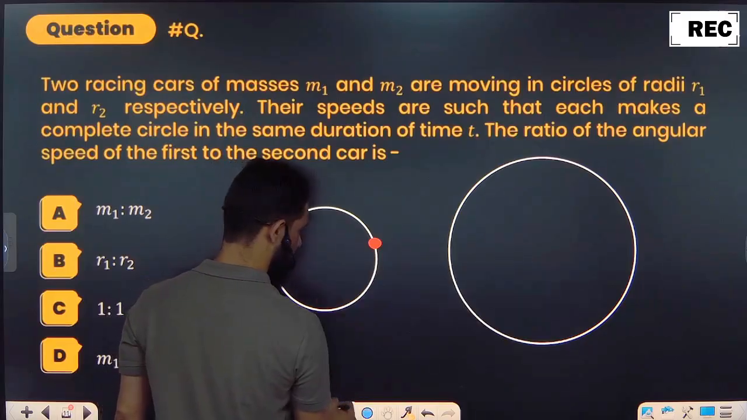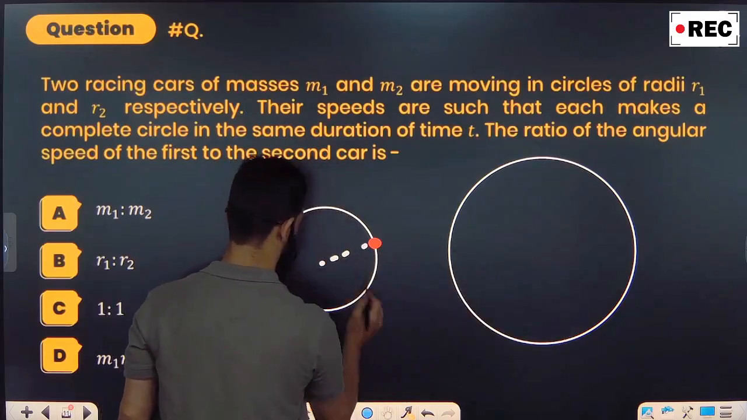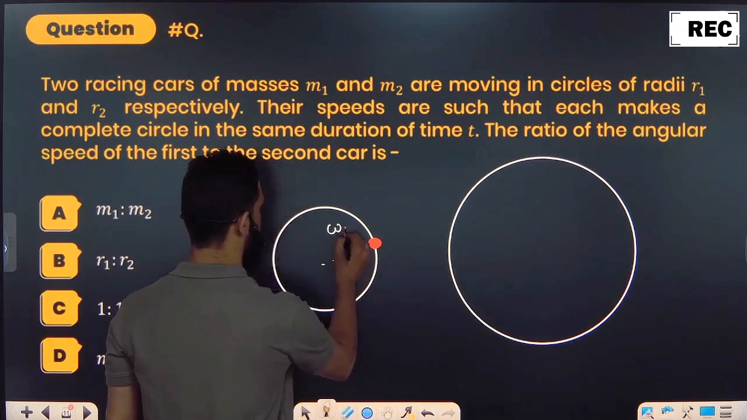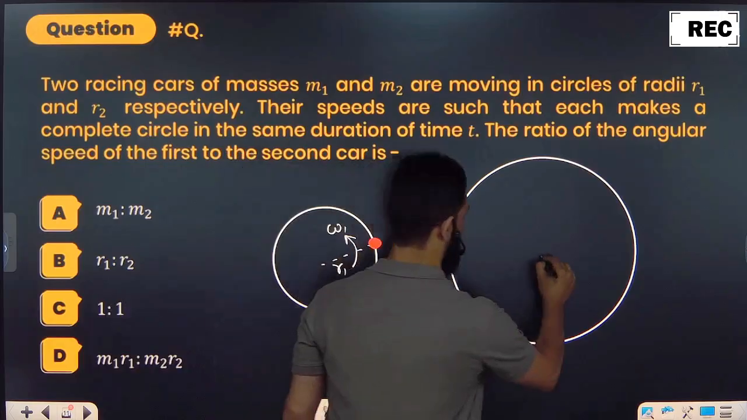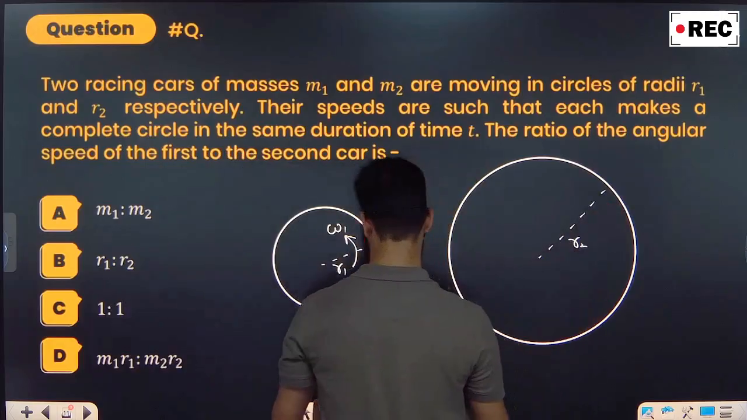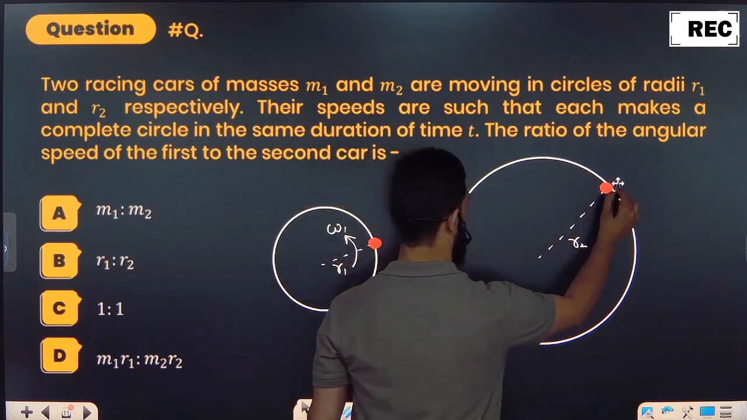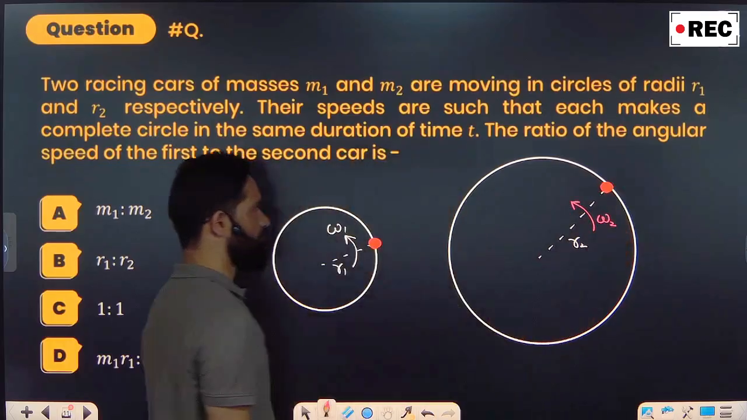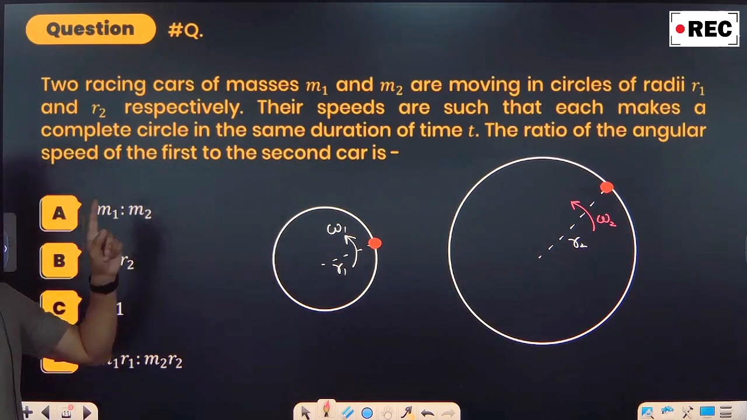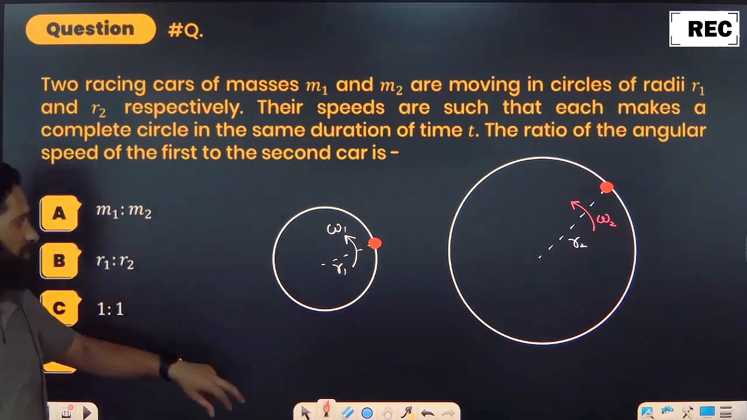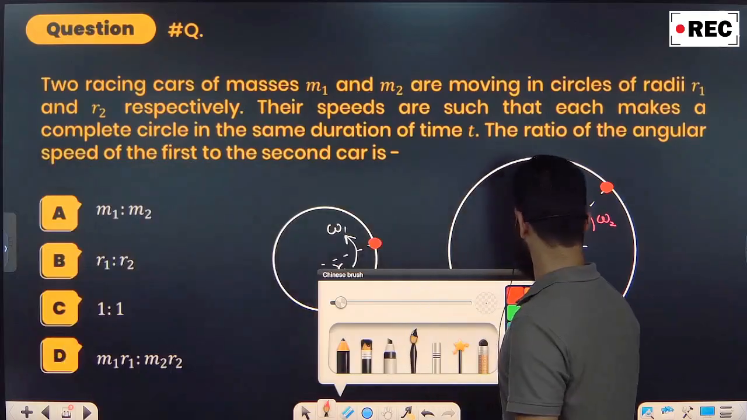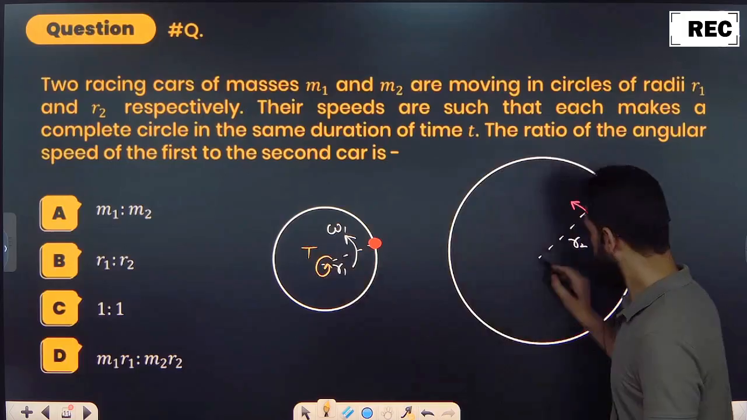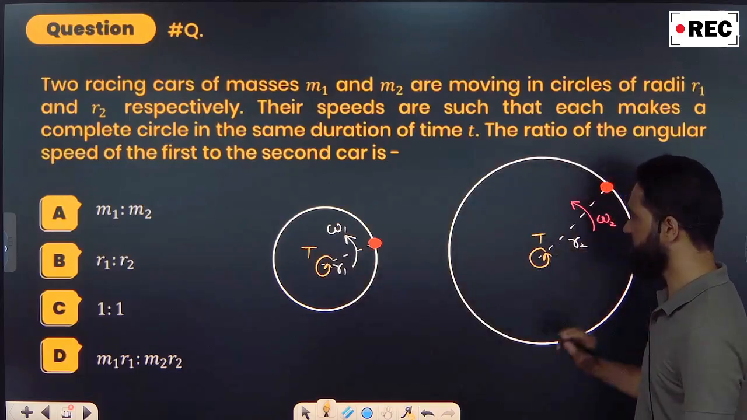This is moving with omega 1 angular speed. The radius is R1. This is R2. This is moving with omega 2 angular speed, and it is said they are completing one revolution in the same time. What is omega 1 is to omega 2? It means one complete revolution takes time t. One complete revolution, time is t.